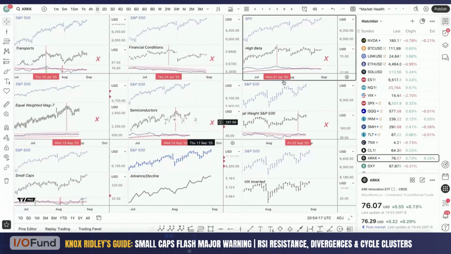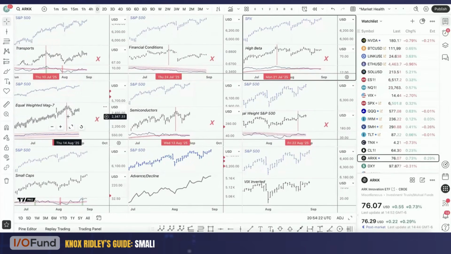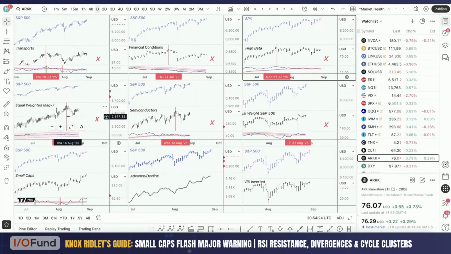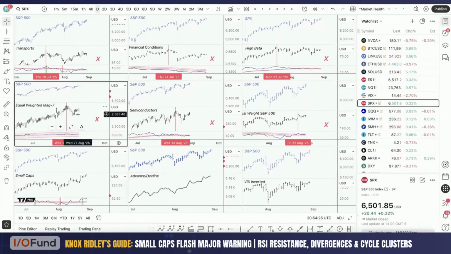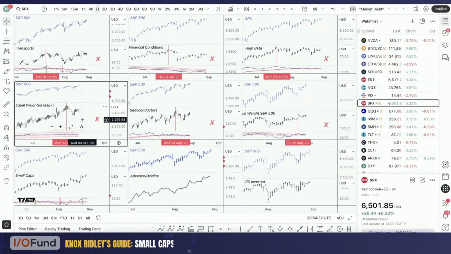There's a lot of divergences that have been going on for a long time. It's kind of like falling dominoes. And when I see things like semiconductors and the Mag 7, which have been market leaders, not participating at new highs, that's usually a pretty big warning.